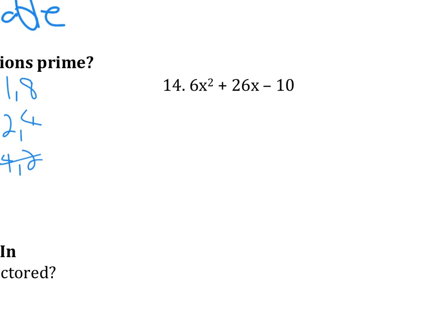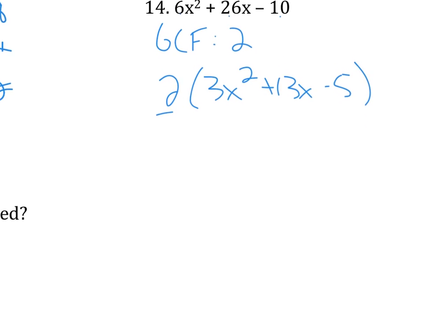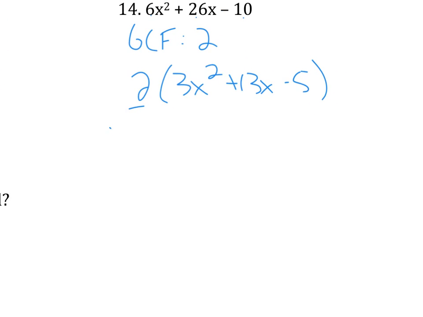All right, let's look at 14. Hey, is there a GCF? Always our first step. So is there a number that goes into 6, 26, and 10? There is. It is 2. That leaves us with 3x squared plus 13x minus 5. Now, if we're just looking to see if it is prime at this point, we factor out a GCF, so it is no longer prime. If we wanted, we could go ahead and factor this further.